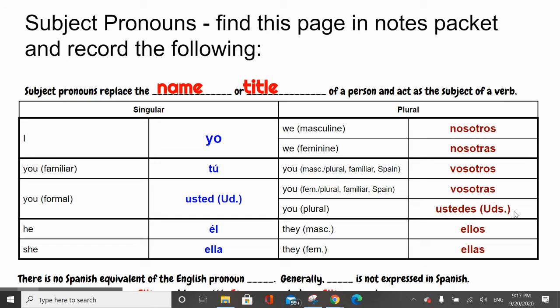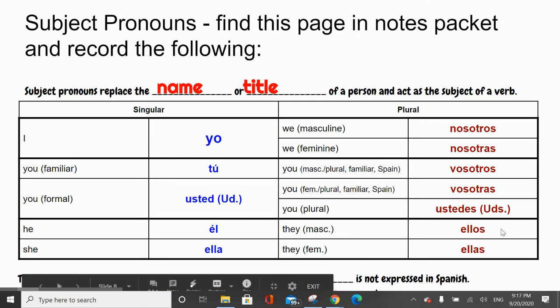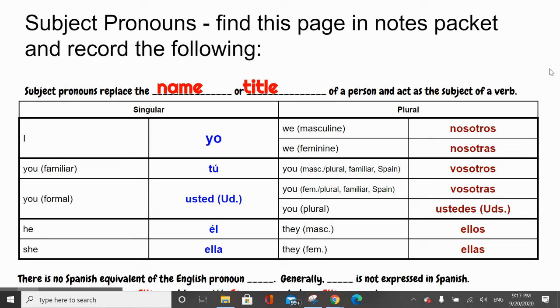So when you're talking to more than one person, even two, in other countries except for Spain, if you're talking to Felipe, Manuela, and Jose, if I was talking to them directly, I would say ustedes. But if I'm talking about them, I would say they, and that's ellos. And that could be masculine or it could be girls and boys mixed. And then they, if it's all girls, it'd just be ellas. Okay. Also, there's no Spanish equivalent of the English pronoun it. So generally, it is not expressed in Spanish, which is kind of an interesting fact.